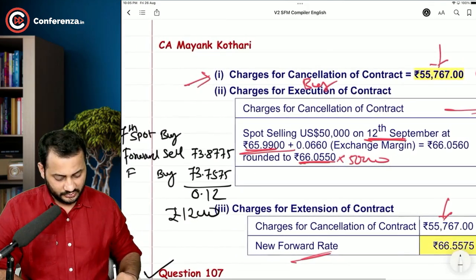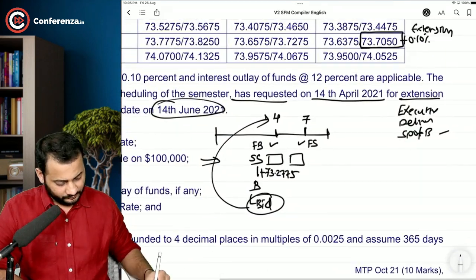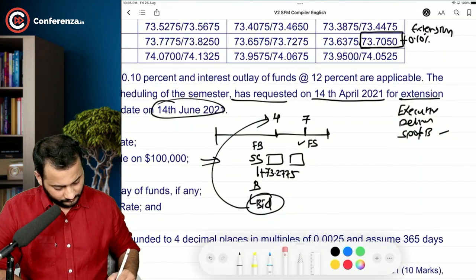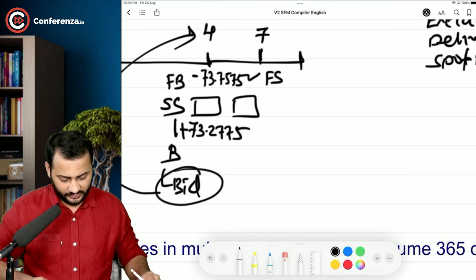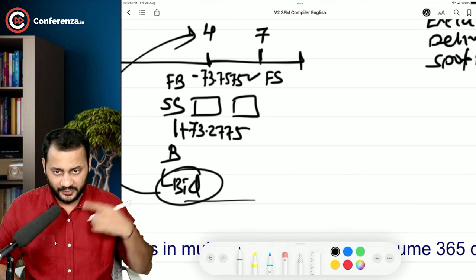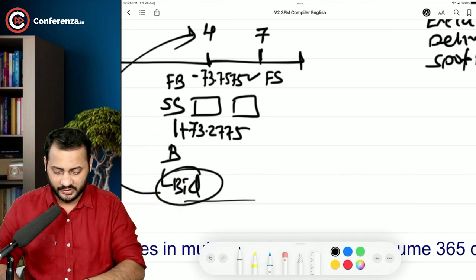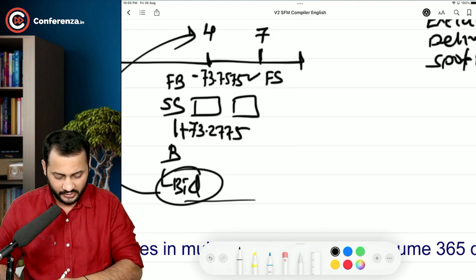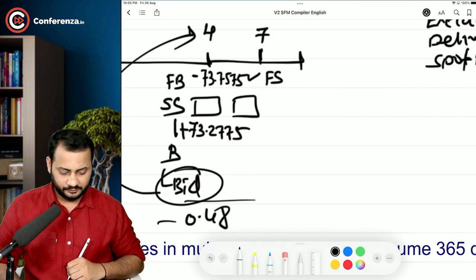And how much was the buying rate? 73.7575. So you can see that you are receiving less. There is a loss. You are paying 73.7575 to buy every dollar, and you are selling it in the spot market to the other bank at 73.2775. That's 48 paisa. Again the same loss.